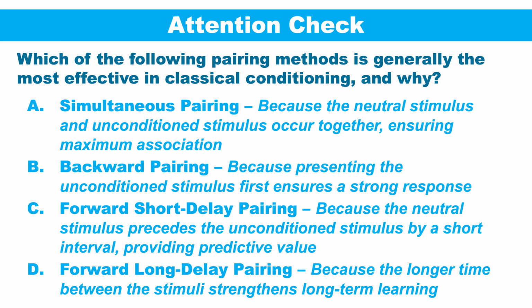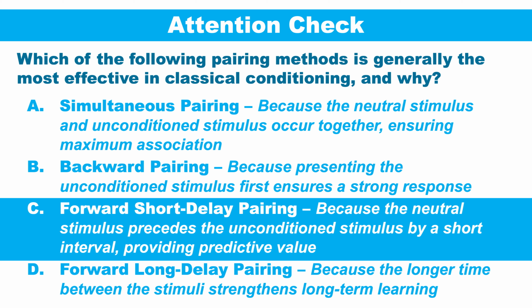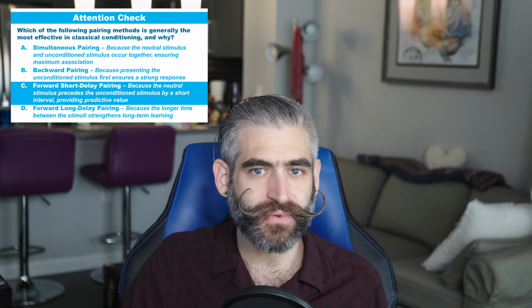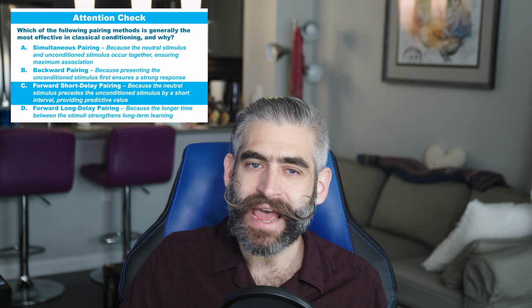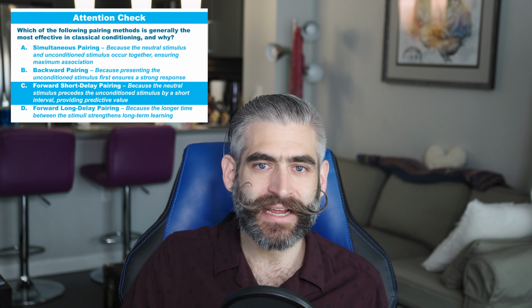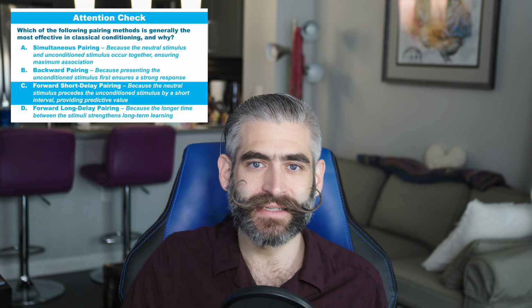The correct answer here is C, forward short delay pairing. This method is most effective because the close timing between the neutral stimulus, or NS, and the unconditioned stimulus, or UCS, helps encourage learning that the NS reliably predicts the UCS.